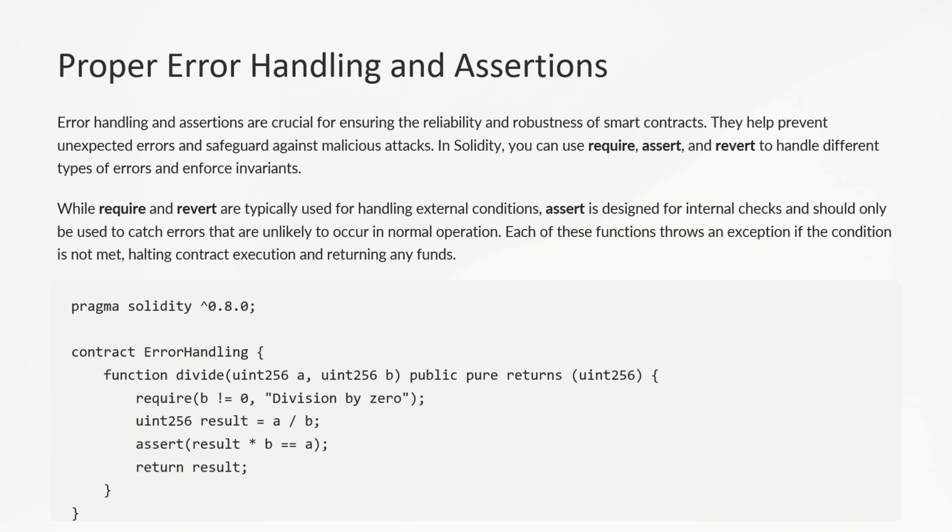The Solidity code defines a smart contract, ErrorHandling, with a function divide that safely performs division of two unsigned integers.